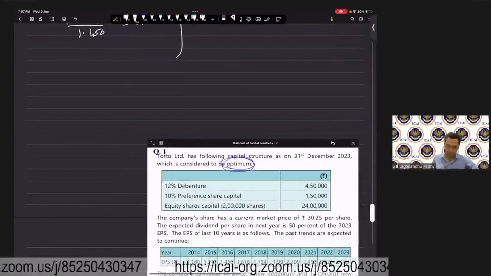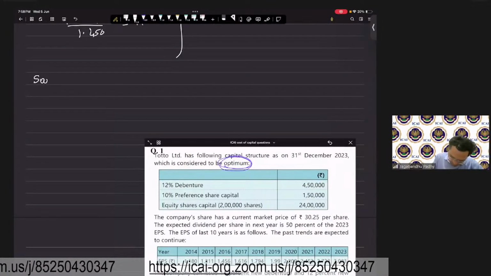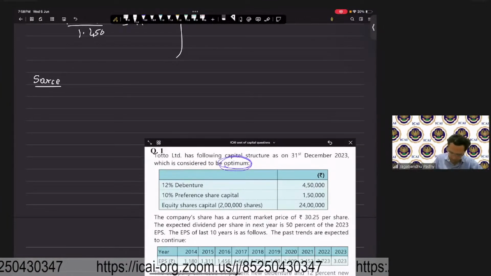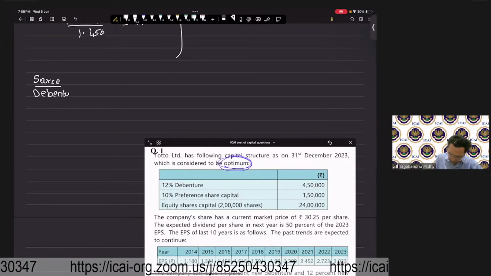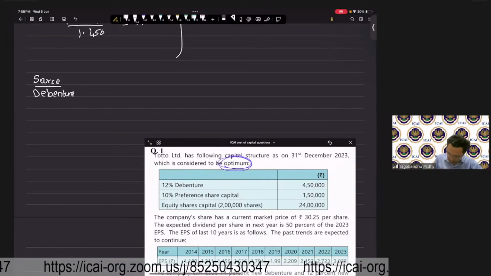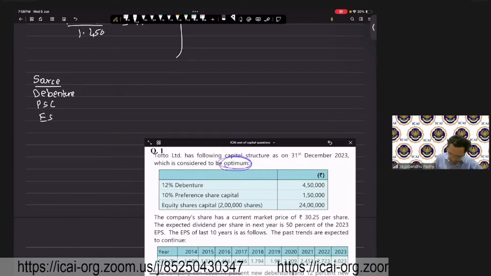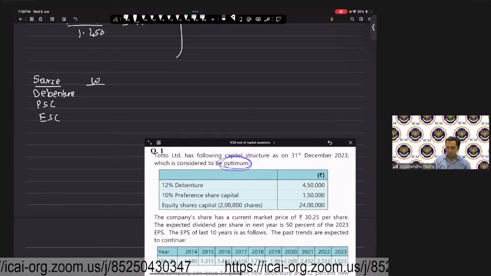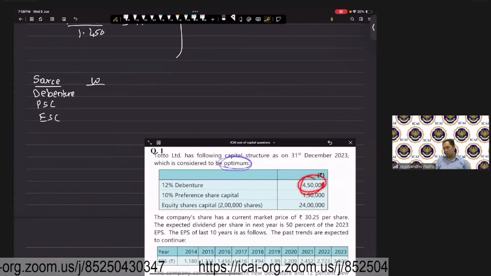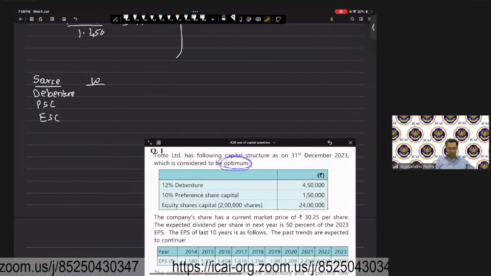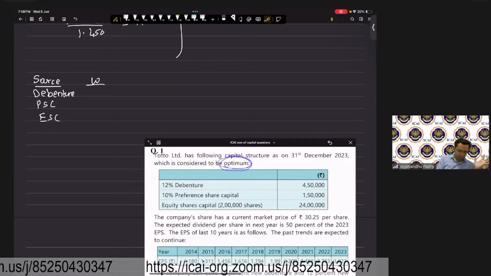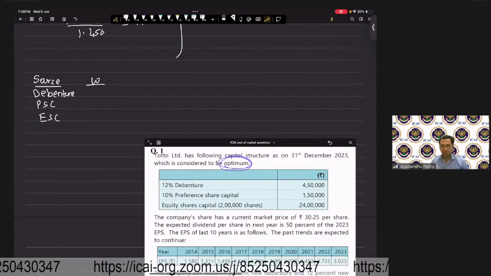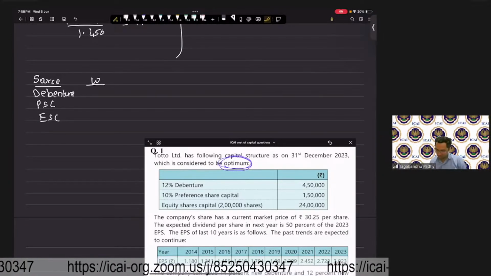So let us say the source of capital, which is first up debentures, then you have preference share capital and equity share capital. We are going to raise them in the same weightage. If you compute the weightage of 4,50,000 on 24 lakh, that same weightage is going to be for any new capital that you're going to raise.